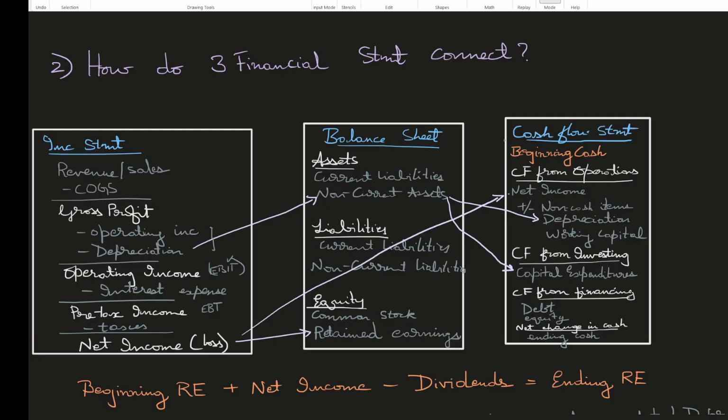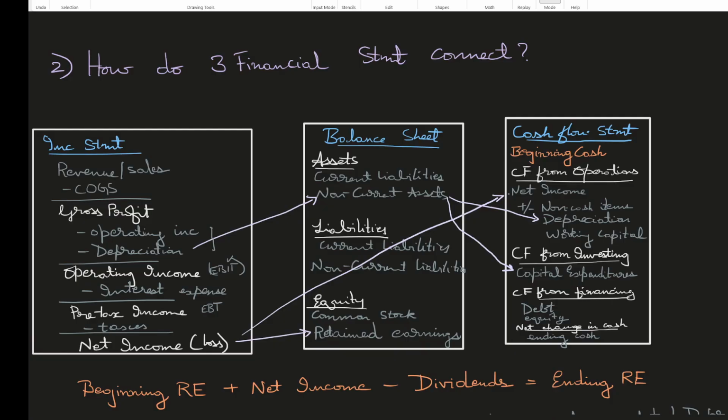The cash flow statement will show you how the cash flows into the company. So in the beginning you will have beginning cash, and further you will have cash flow from operations, cash flow from investing, cash flow from financing, and net change in cash to account for the differences. So how do these three financial statements connect?